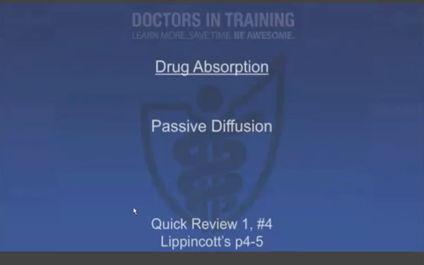Number 4, how are most drugs absorbed from the GI tract? This is by passive diffusion.